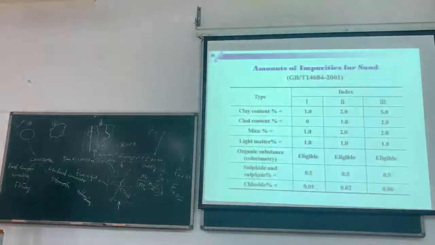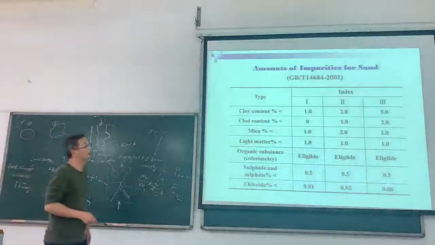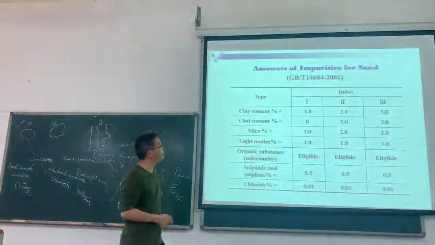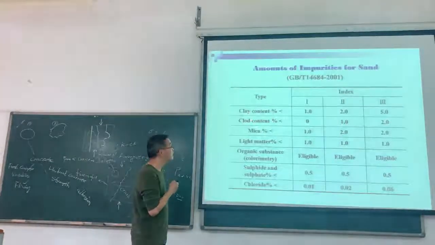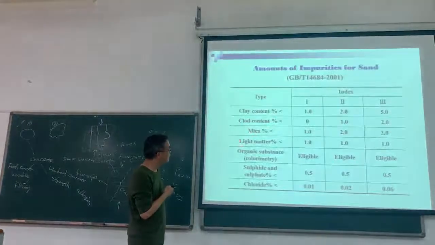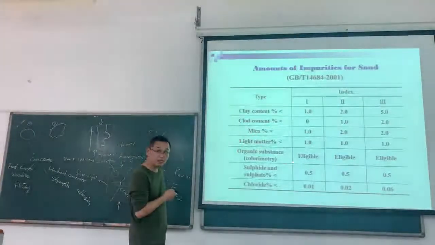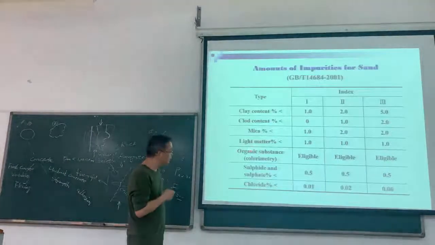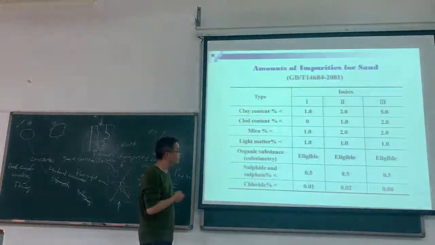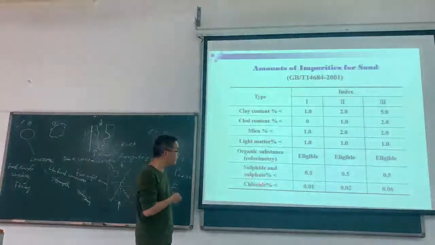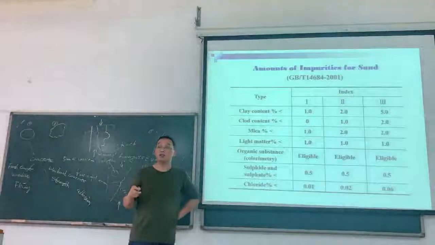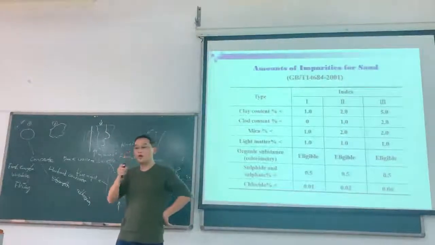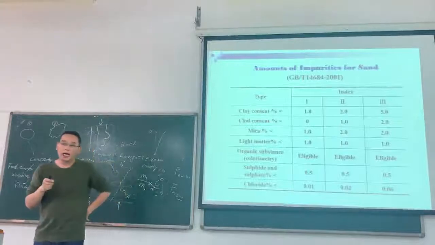So, for the impurities of sand, there are many kinds of impurities in sand: clay, silt, light matter, and organic substance. Organic substance is very important. Especially sulfate and chloride. So they all belong to the impurities for aggregates.